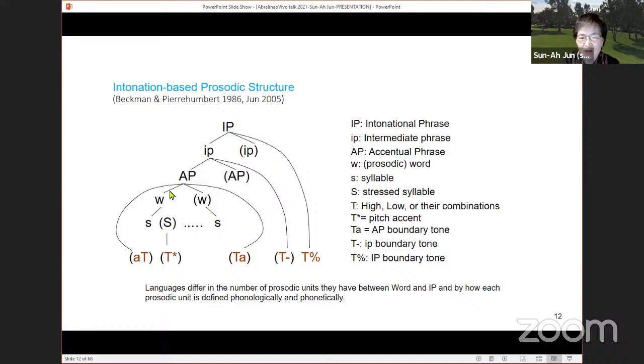Every language has a word and an intonational phrase, but in the middle, whether they have an intermediate phrase or an accentual phrase depends on the language, and also how they are phonetically realized, in what tonal sequence. That's also language specific.